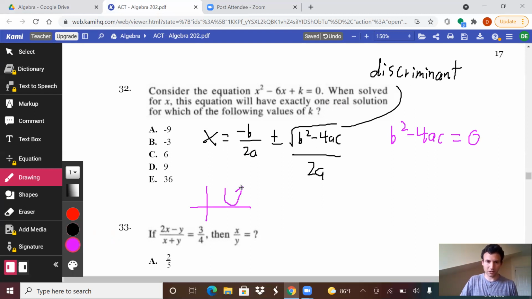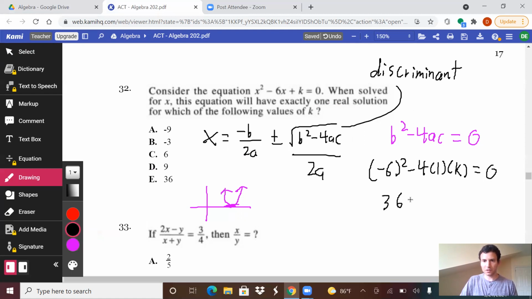It's going to be a vertex that just touches. So if you think about this problem, another way we could get it right is we could say, okay, -6 squared minus 4 times 1 times c, which is k in this case, equals 0. And we want to figure out what k is.